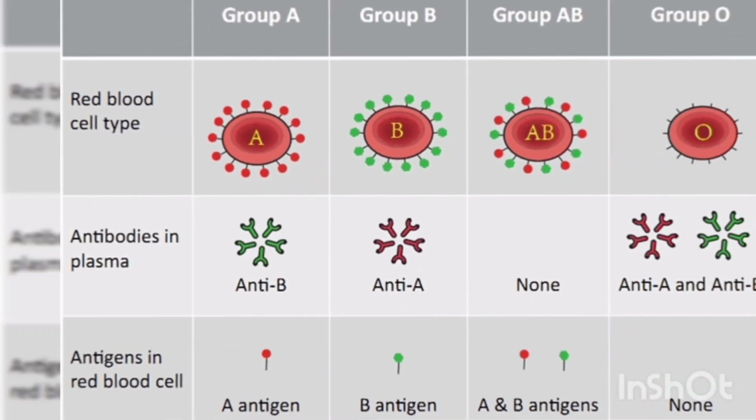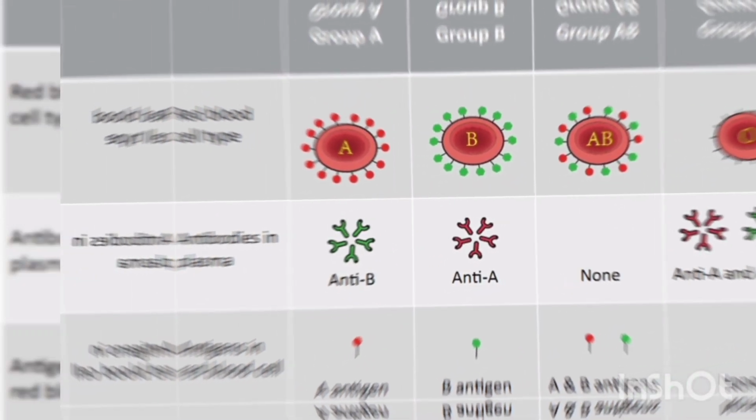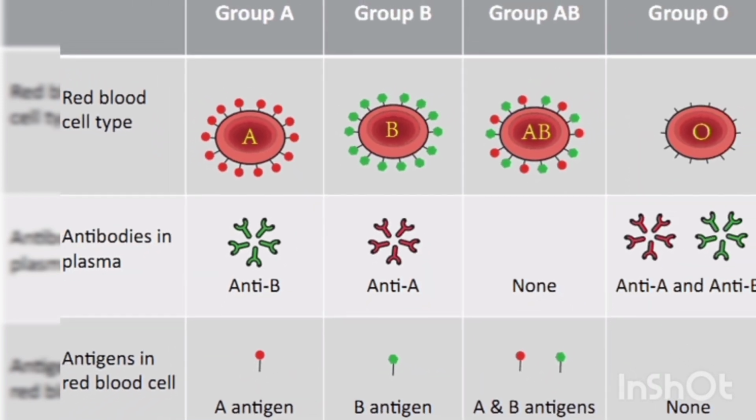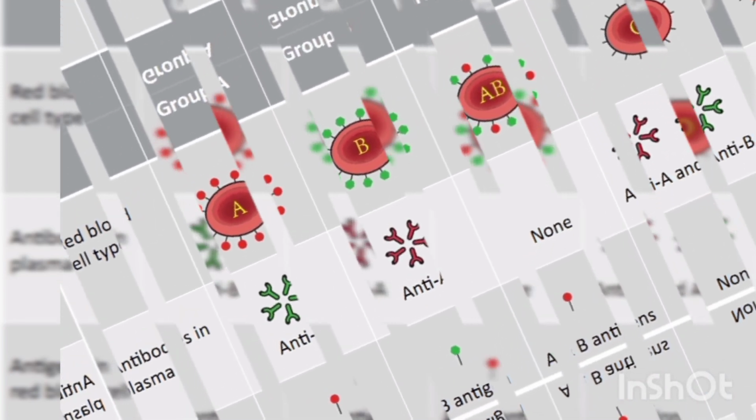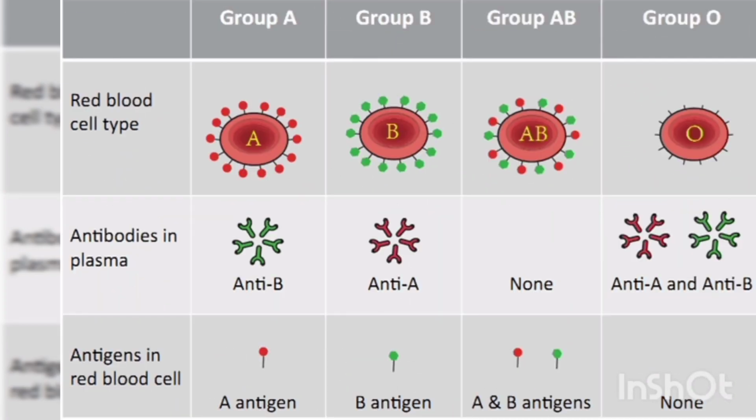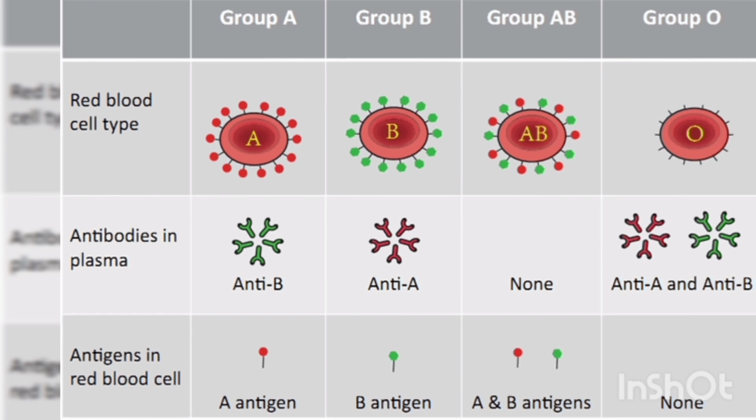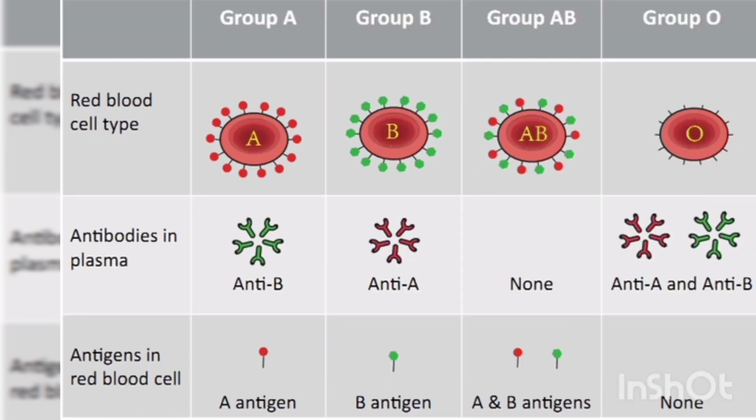So today we will learn about blood group and blood types. The ABO blood group system was discovered by K.L. Landsteiner. There are four blood groups: A, B, AB, O.